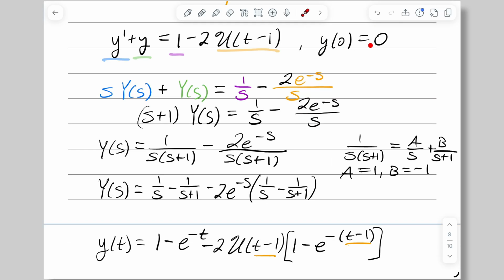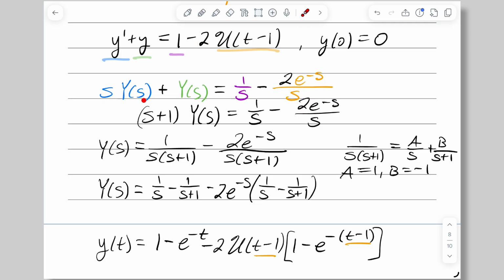With y of 0 equal to 0, the transform of y prime is s Y of s, and then plus Y of s for the transform of y. On the right hand side we have 1 transforms to 1 over s, minus 2 times the unit step function t minus 1 gives us negative 2e to the negative s over s. Remember, the transform of 2 is 2 over s.